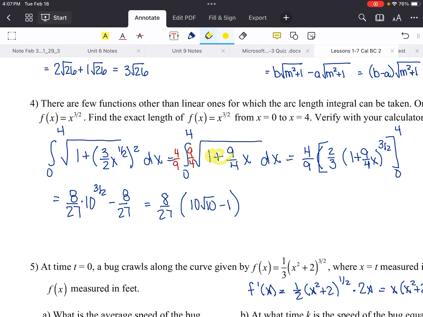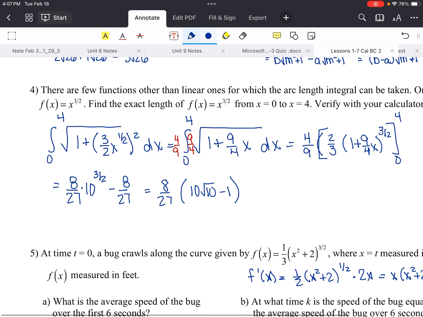So if I let u equal 1 plus 9/4 x, then du would be 9/4. Well, I didn't have a 9/4, so I put a 9/4 and a 4/9. So now we have essentially the square root, u to the 1/2 du. And then the antiderivative of that, add 1 to the exponent, divide by the new exponent, and then evaluate that from 0 to 4. So the rest of this is just some kind of messy plugging in numbers and simplifying things.